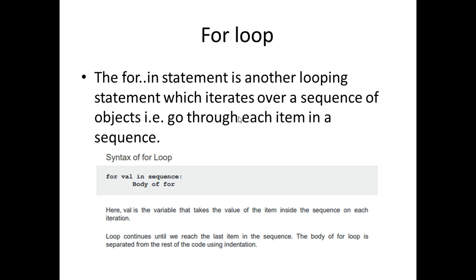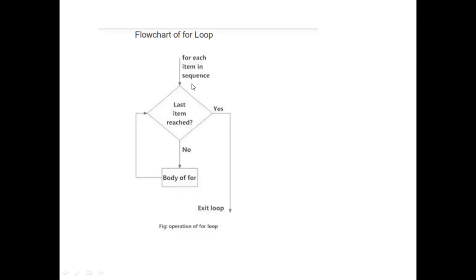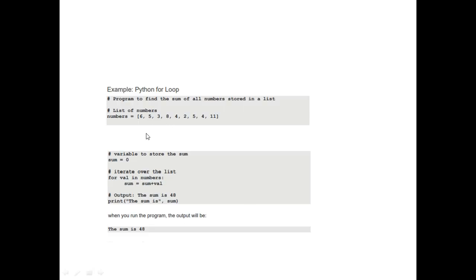Basically, the number of values in the sequence will give me that many iterations, and this loop will continue till I reach the last item. So this is the flow chart of the for loop. For each item in the sequence, I will check if the last item is reached. If the last item is not reached, it will perform the body of the for loop. Otherwise, if the last item is reached, it will come out of the loop. Let us see one example.